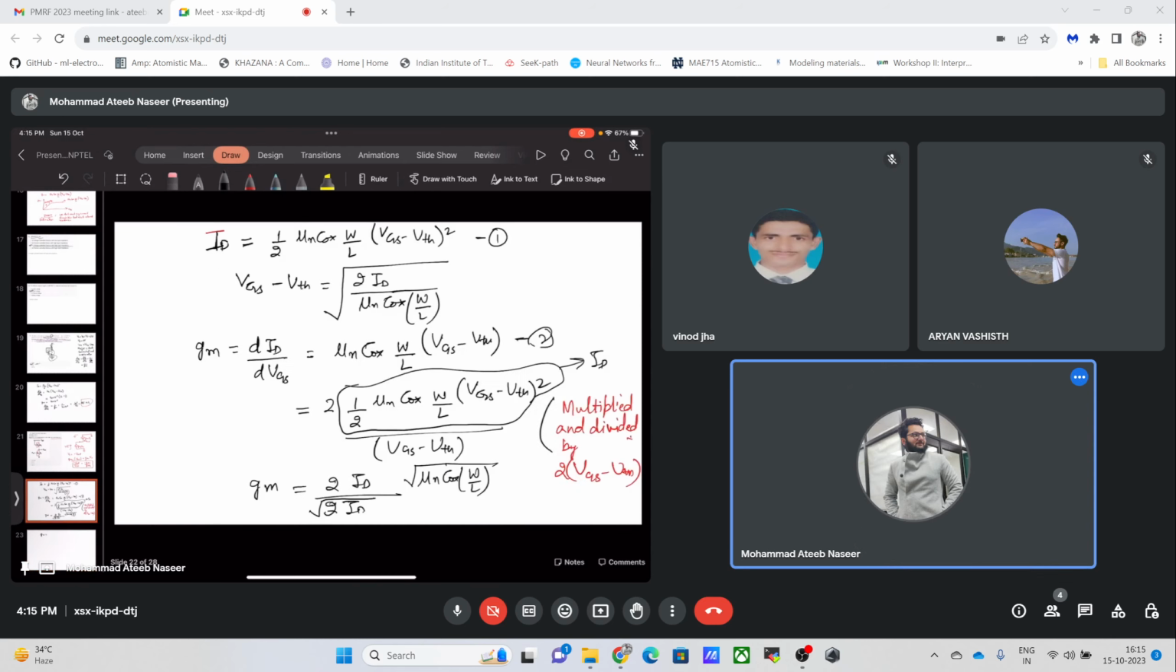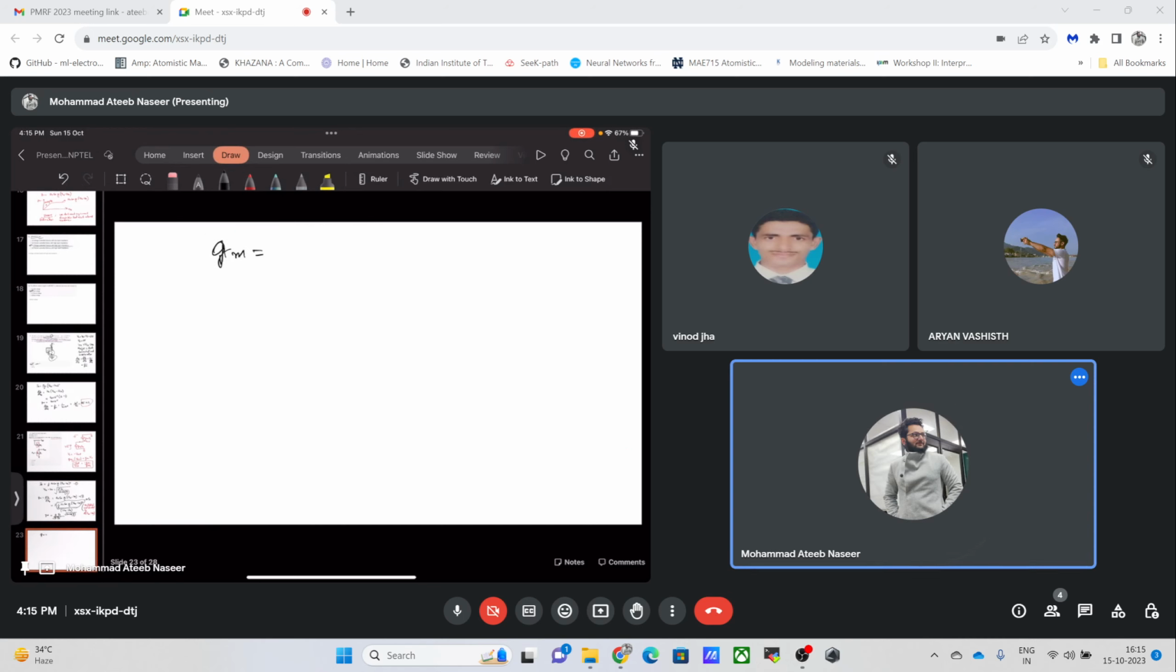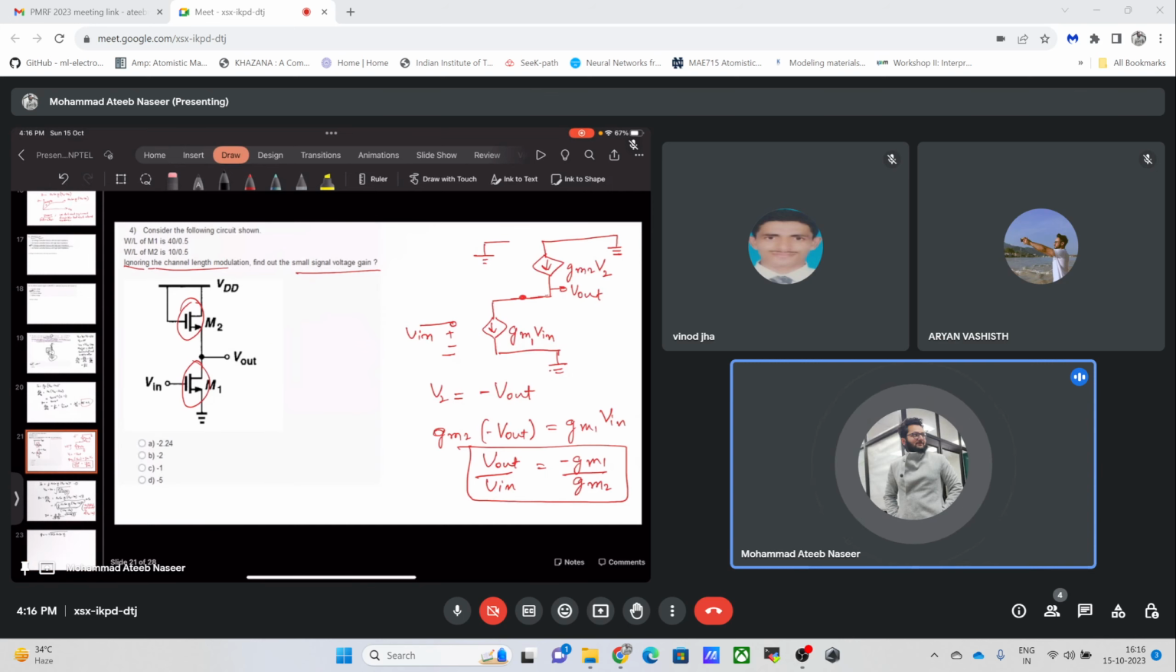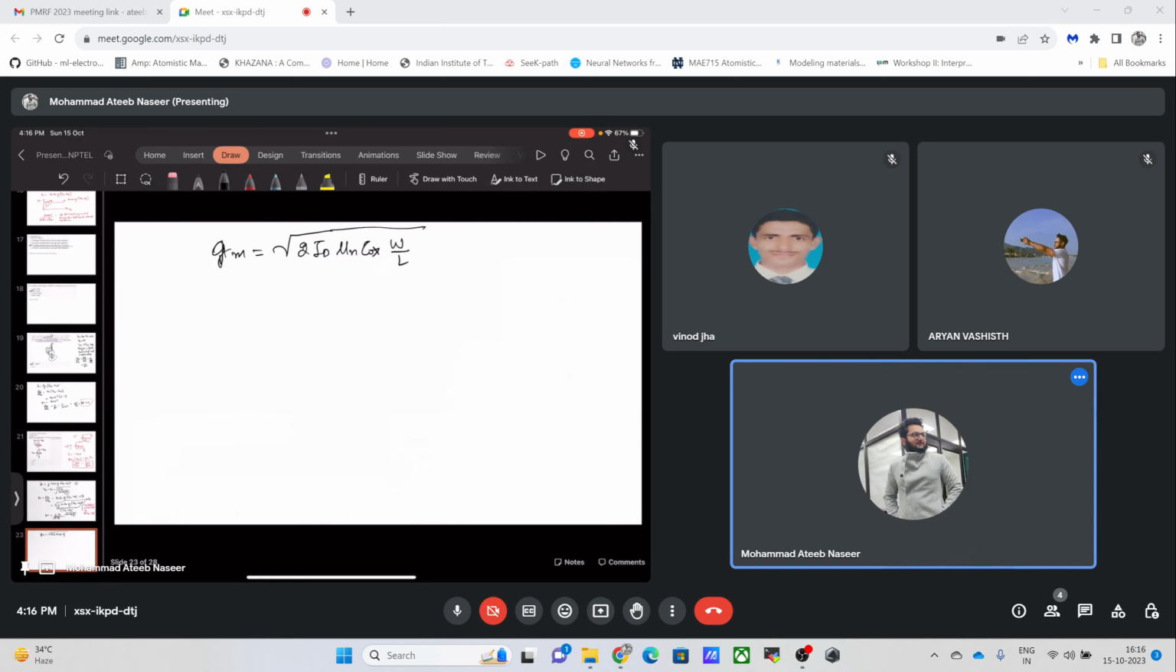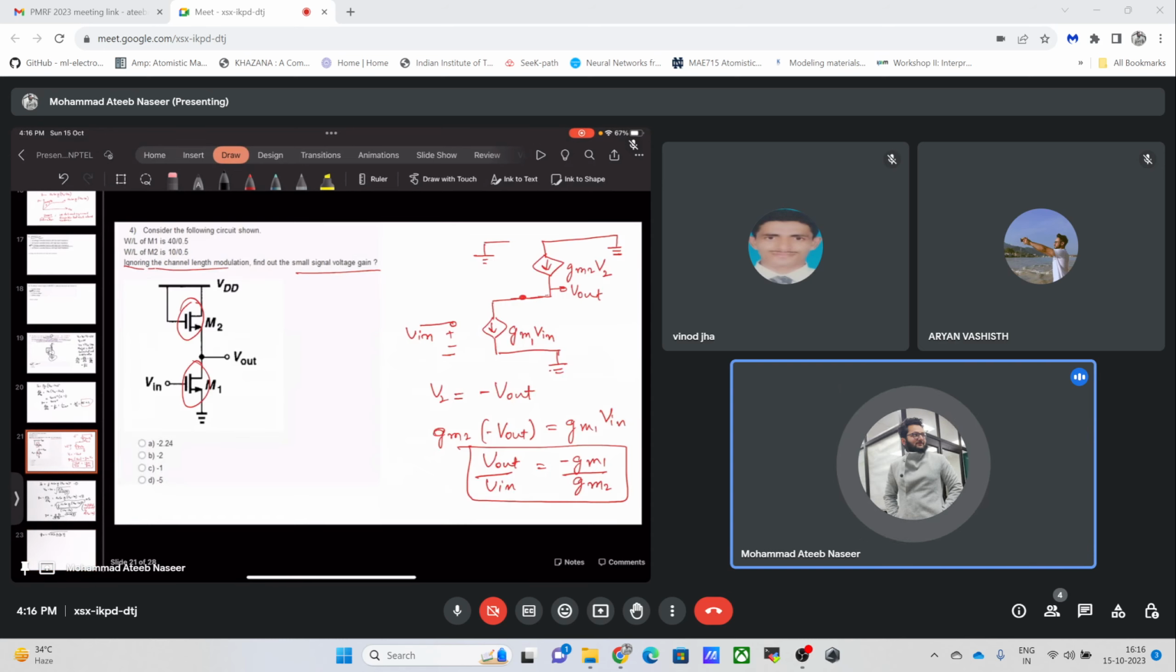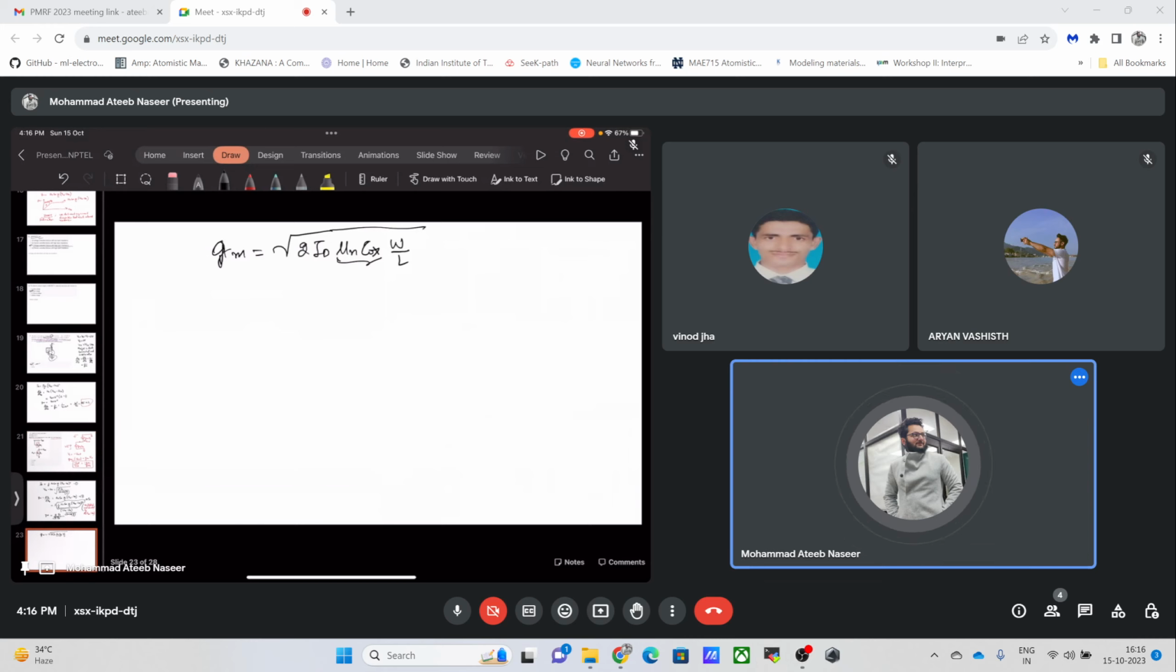gm is equal to 2 root 2 ID mu n Cox W by L. It is simply equal to root 2 ID mu n Cox W by L. So now we have got the gm value. We know that the current in both the MOSFETs is the same, ID is the same for both, and mu n and Cox are also the same. We have been given no information about that. The only difference is this W by L.